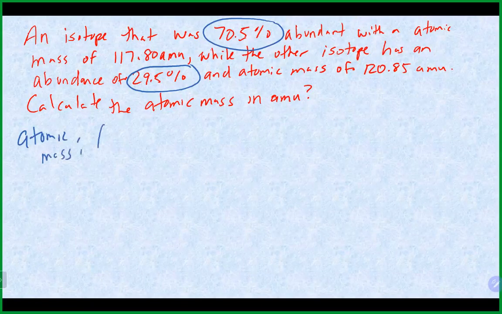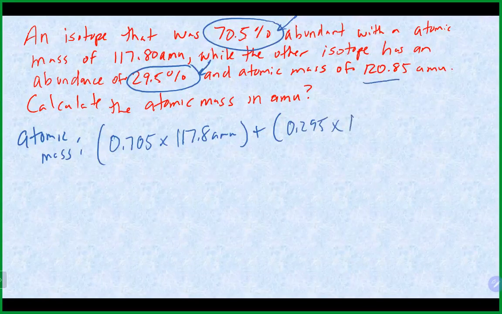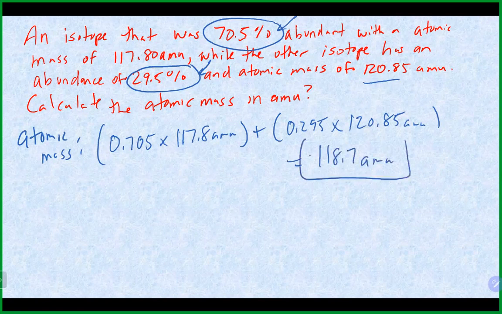by taking the first isotope, which is this guy. I'm going to convert it into a decimal. So we're going to move the decimal place 2 places to the left, or again, you can divide by 100 to do that. We're going to times it by the atomic mass of the first isotope. We're then going to do the same thing for the second percentage. We're going to divide it by 100 or move the decimal place, and that will get us 0.295 times our second isotope's mass, 120.85. And if we do all that, we get about 118.7 AMU in this case.